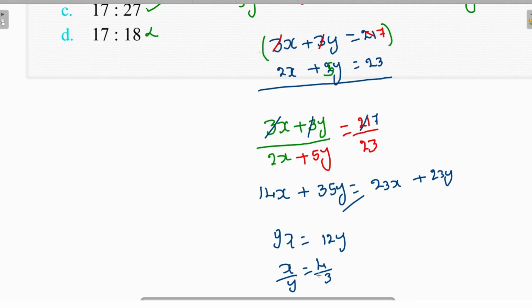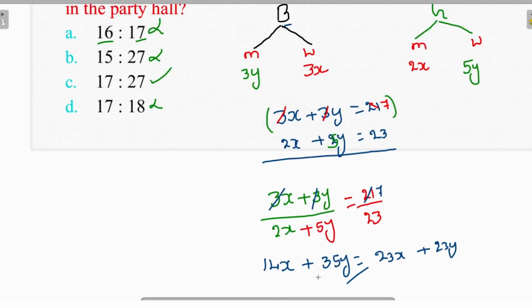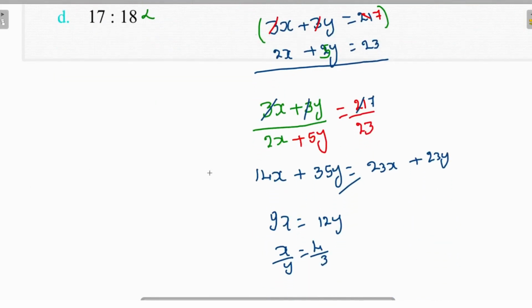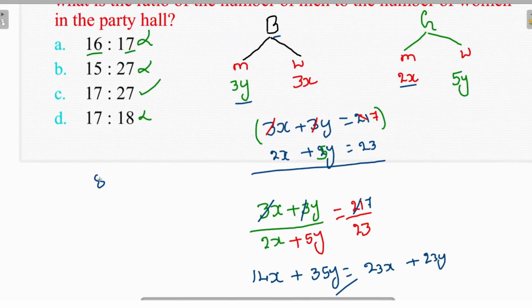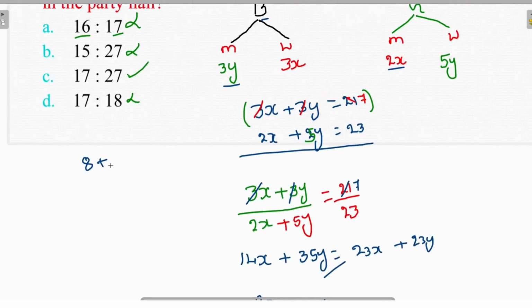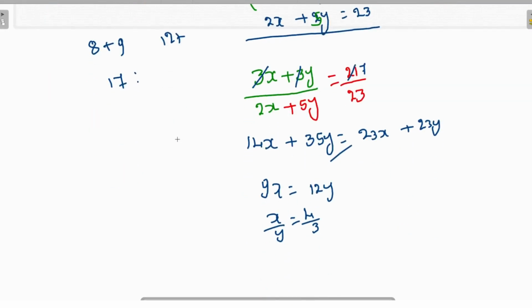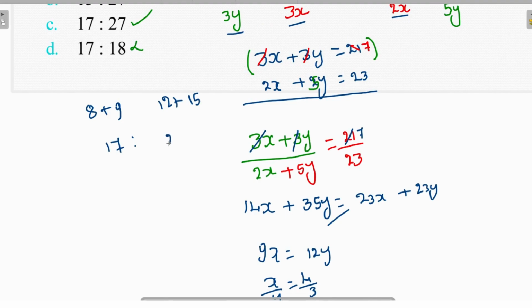X is to y is 4 is to 3. Now you have to find the number of males and the number of females. I have to find the ratio of the number of men to the number of women. Men you can find as 2x plus 3y: 2 into 4 is 8, plus 3 into 3 is 9, 8 plus 9 is 17. Women: 3x plus 5y, x value is 4, 4 into 3 is 12, 5 into 3 is 15, 12 plus 15 is 27. Your answer will be 17 is to 27.